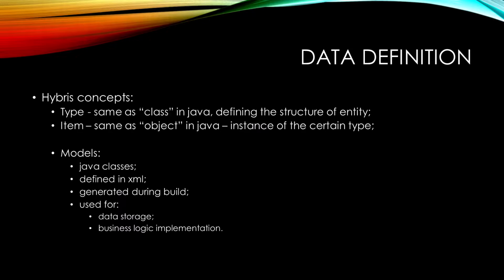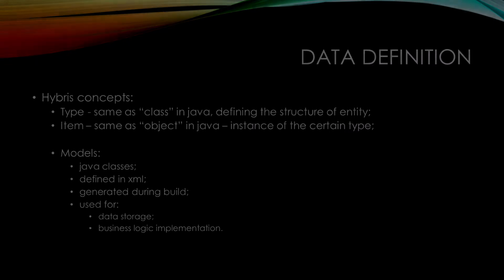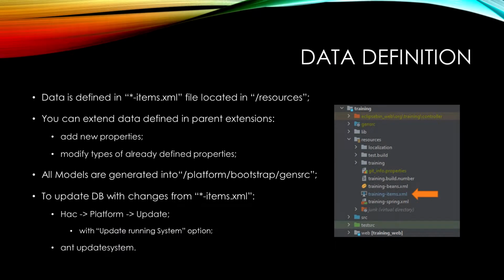It's a Java class that is defined in XML. Models are generated during build and used to store data and perform logic. Data is defined in items.xml file. You can extend data defined in the parent extension by adding new properties or modify types of already defined ones.